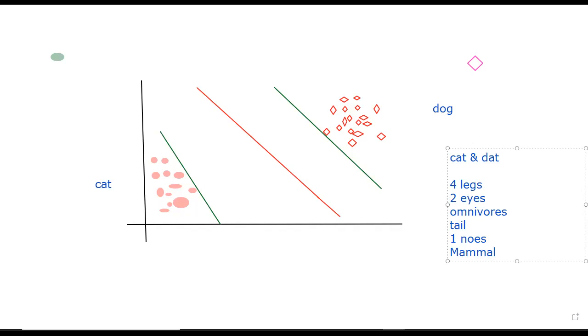Cat and dog, yes. So here they have four legs, two eyes. They both eat flesh and vegetarian food as well. They have a tail, they have a nose, and they are also mammals, right? So the support vectors are the extreme points which have features similar to both, which are ambiguous. That's why they come at the very end of this hyperplane.